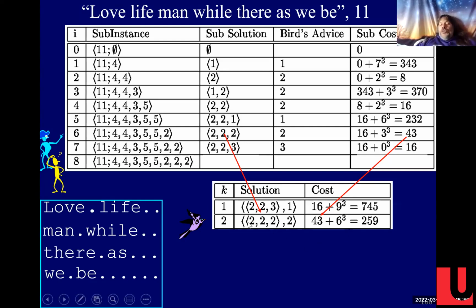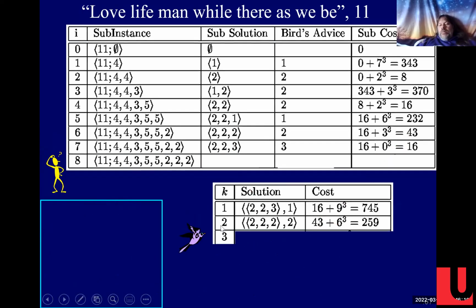This is a solution to our problem of printing 8 words, subject to the fact that we trust our bird to put 2 words on the last line, right? Because we don't know how many words to put on the last line, right? So we're going to try them all. We'll try 1 word, we'll try 2 words, right? Now we're going to try 3 words.